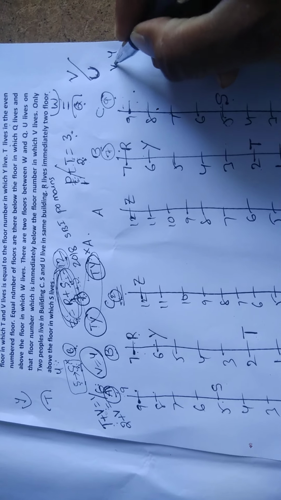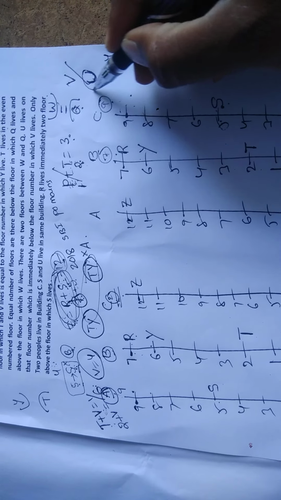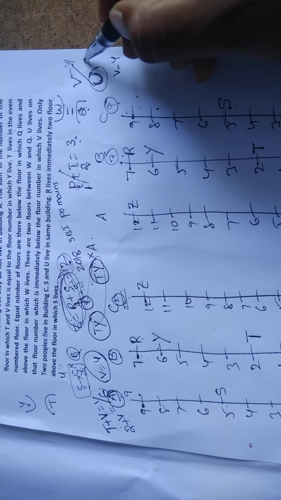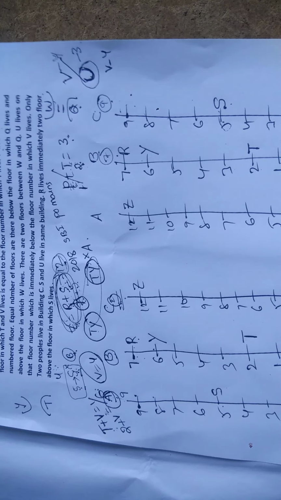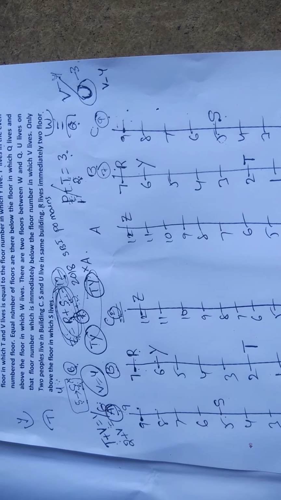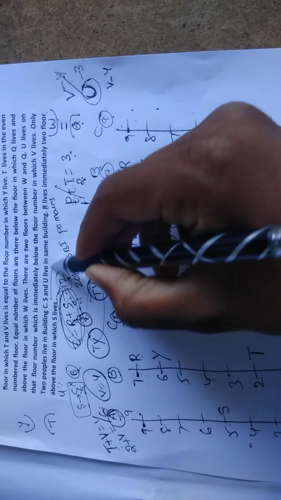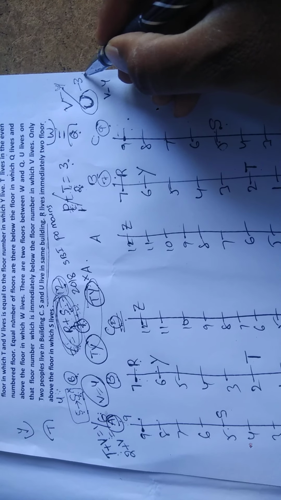If V lives on the 4th floor, then check the clue: UV is immediately below V. V is on the 4th floor, so UV is compulsorily on the 3rd floor. Leave it. Next, take any other clue points given. The next clue point is that S and U both live in the same building. Now U lives on floor number 3, and S and U are in the same building.